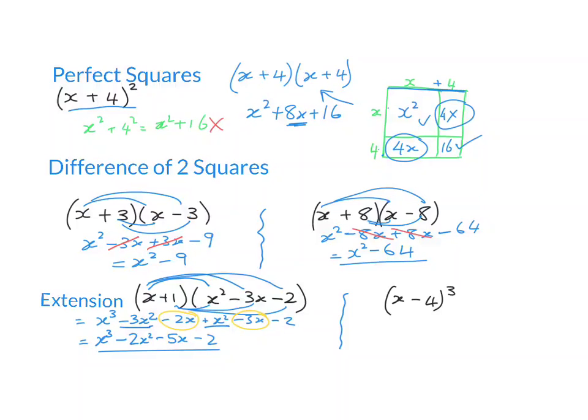We do the same thing. If we have to the power of 3 here, this is going to be 3 brackets: x minus 4 times x minus 4 times x minus 4. So start out and take 2 of the brackets, multiply those together using FOIL, and then take the third bracket and multiply everything by x, and multiply everything by minus 4.